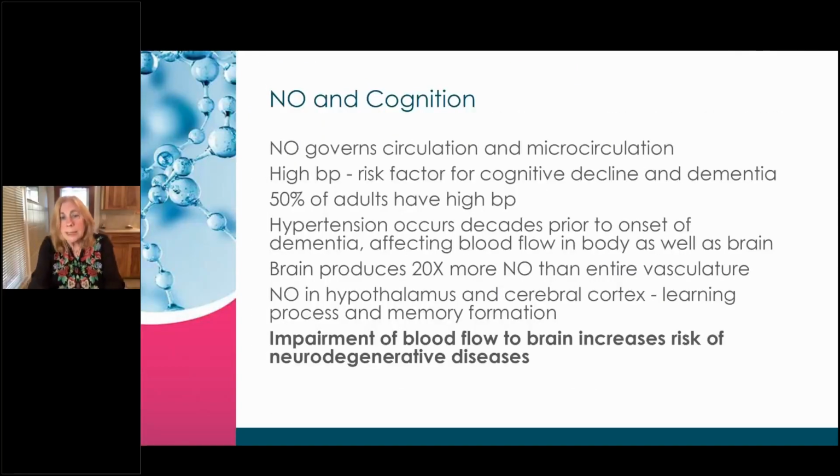So nitric oxide governs circulation and microcirculation, and high blood pressure is a risk factor for cognitive decline and dementia. And about 50% of the people have high blood pressure, because remember I said by the time we're 40, our NOS is only functioning about 50%. By the time we're 60, it's only functioning about 15%. So hypertension occurs decades prior to onset of dementia. The brain produces 20 times more nitric oxide than the entire vasculature, because it's so important for delivery of oxygen, glucose, nutrients, and just as important, cleaning away the debris. So impairment of the blood flow to the brain increases this risk of neurodegenerative diseases.